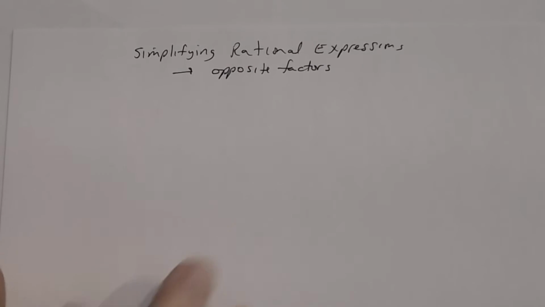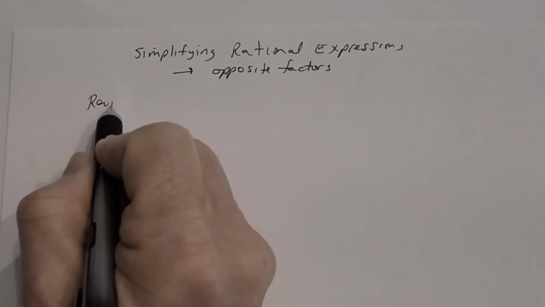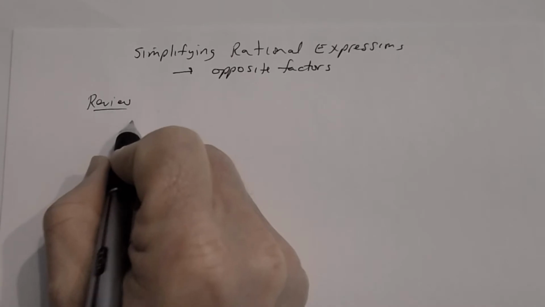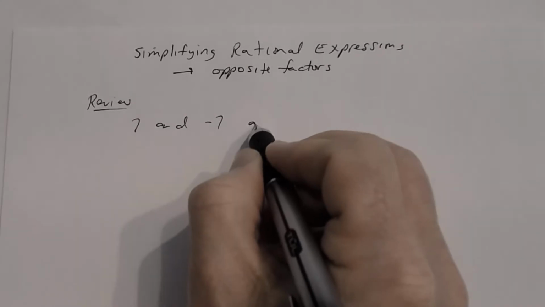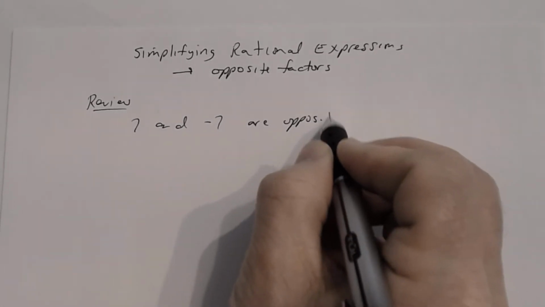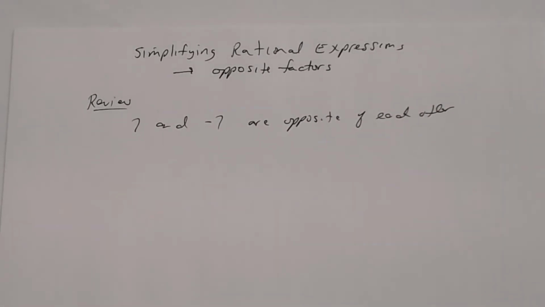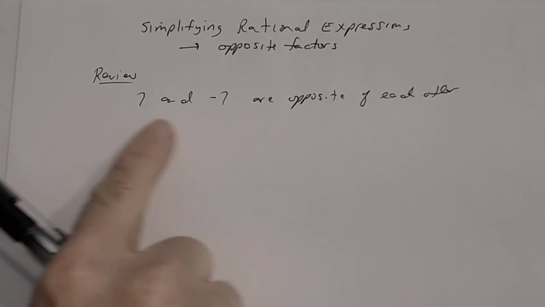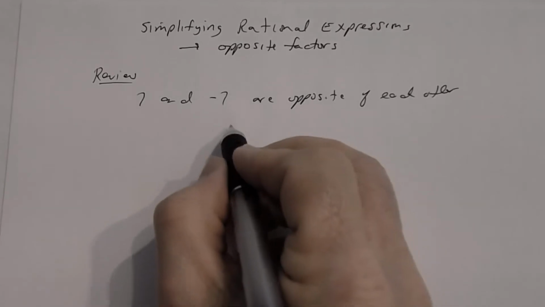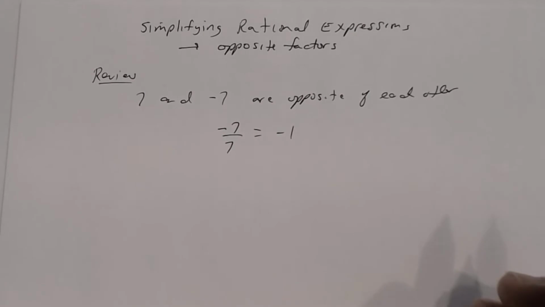Now let's talk about the idea of opposites. Before we do any examples, let's review what opposites are. The easiest thing you may remember is this. So this is a review of opposites. You all know that 7 and negative 7 are opposites of each other. That's easy to understand. So if I were to divide two numbers that were opposites of each other, in other words, negative 7 divided by 7, I would get negative 1, right?